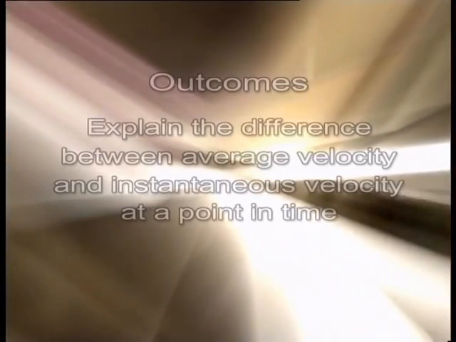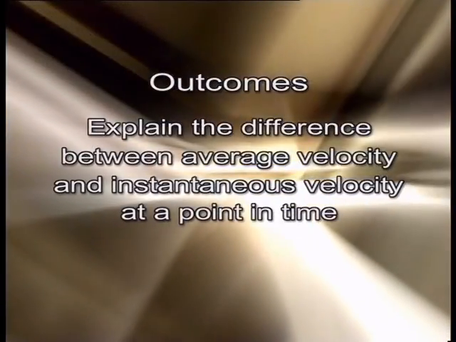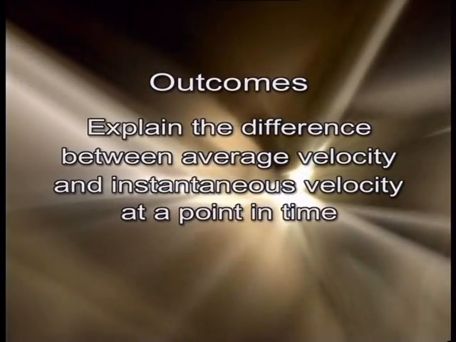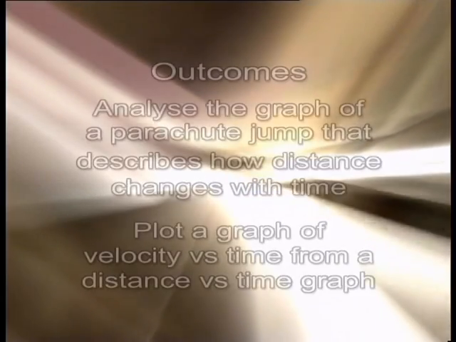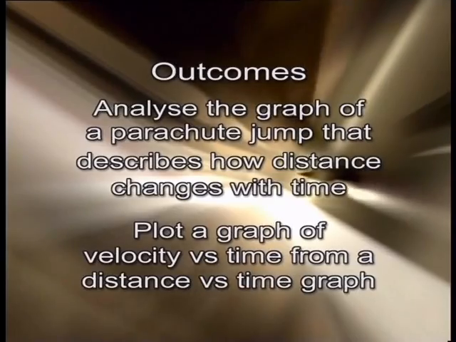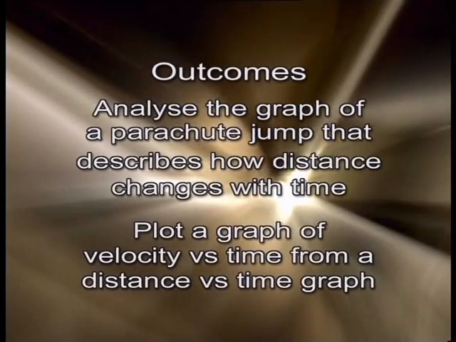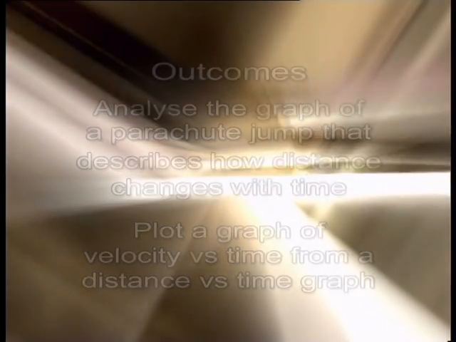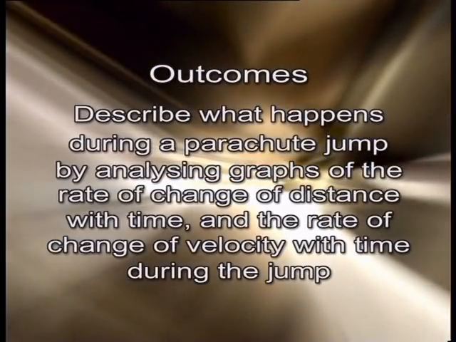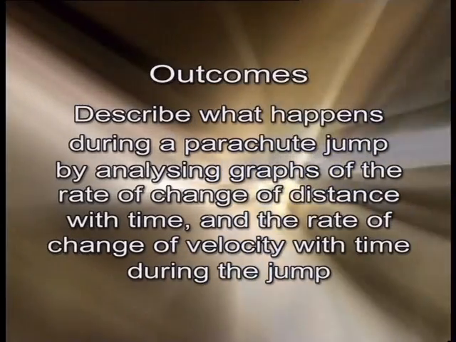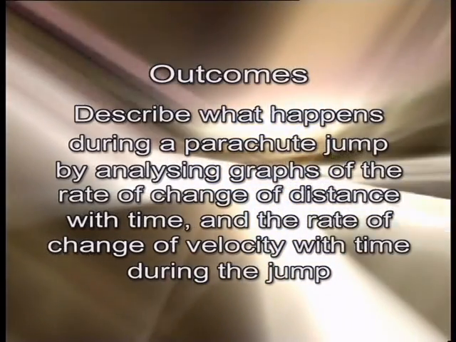The intended outcomes for the lesson are to explain the difference between average velocity and instantaneous velocity at a point in time, to analyze the graph of the parachute jump that describes how distance changes with time, to plot a graph of velocity versus time from a distance versus time graph, to describe what happens during a parachute jump by analyzing graphs of the rate of change of distance with time and the rate of change of velocity with time during the jump.